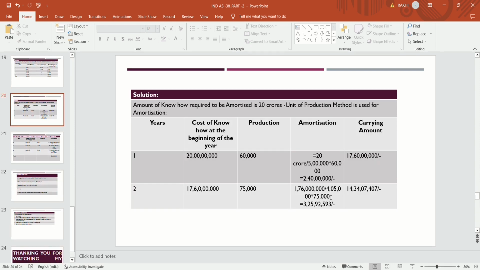So the amount of know-how required to be amortized is 20 crores. Unit of production method is used for amortization purpose, and in year 1 the cost of know-how at the beginning of the year is 20 crores, and the unit produced is 60,000 units, which is the actual production. Amortization is 20 crores divided by 5 lakh, that is the total initial estimate, into actual production, that is 60,000. So the amortized amount will be 2 crore 40 lakhs, and the carrying amount will be 17 crore 60 lakhs, which is the closing carrying amount of the know-how.